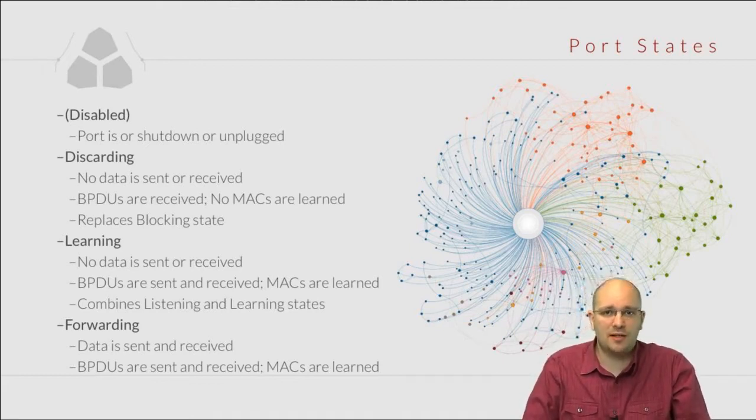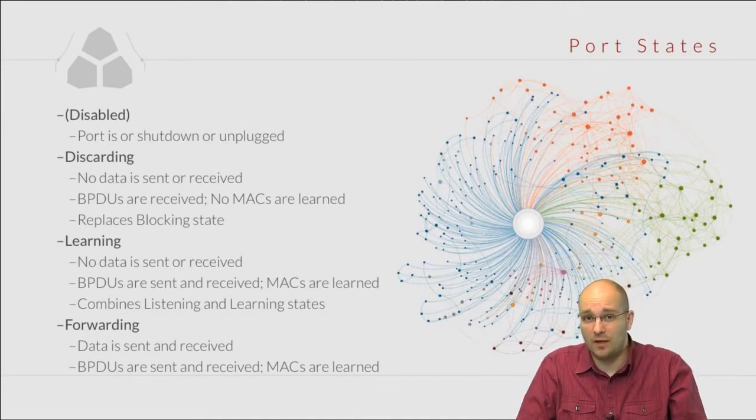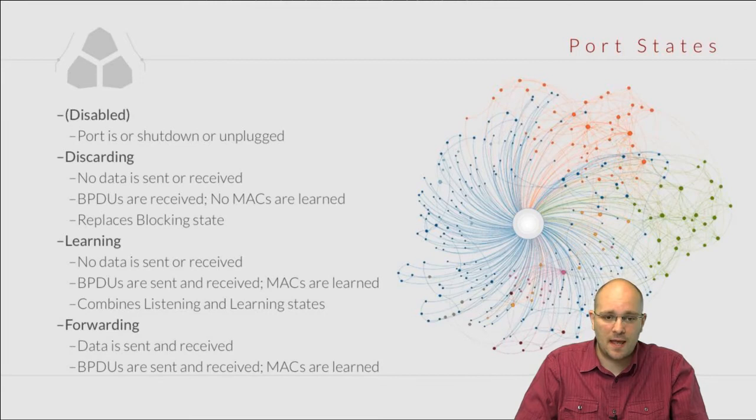So in rapid spanning tree, we are skipping away the listening phase and we are moving directly into the learning phase. And here, no data, no production traffic is going to be sent or received on this port. The BPDUs are going to be transmitted and received. The MAC addresses as well are going to be learned. And this is, as the slide here says, the combined listening and learning state from the traditional spanning tree.